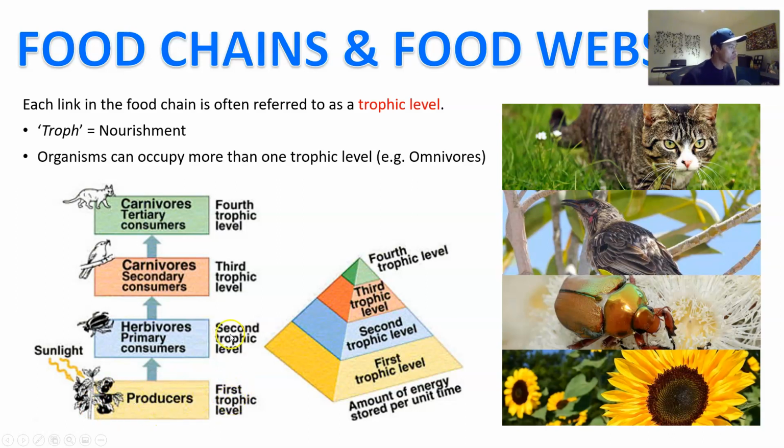At the second trophic level, you have the primary consumers, which are your herbivores. At the third trophic level, you will have your carnivores, which are your secondary consumers, and you just keep moving up. All right. And generally speaking, as you move up, there is a limit to how much energy is able to successfully move up the food chain as a result of that.